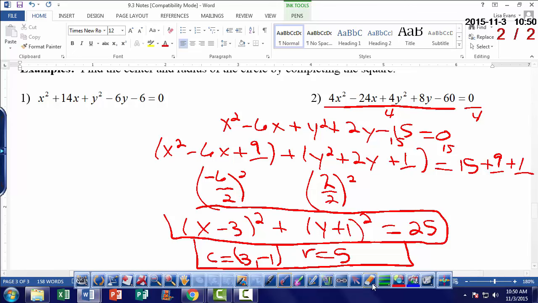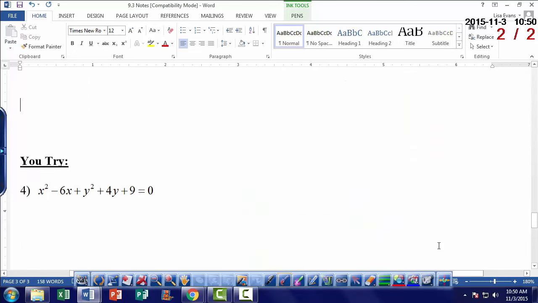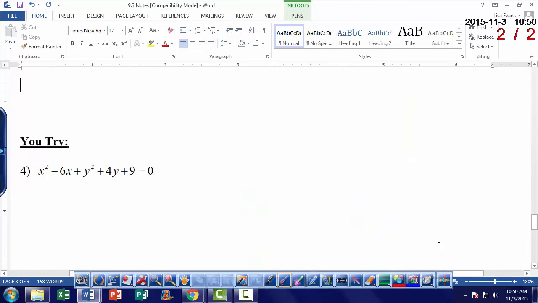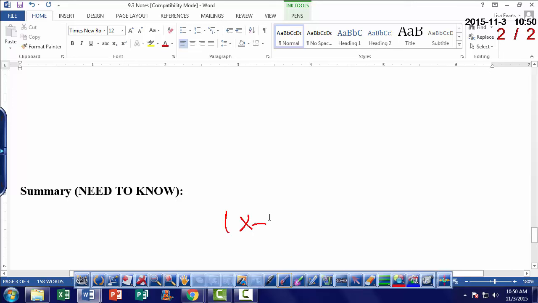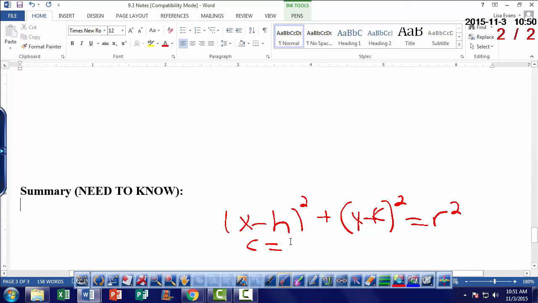Okay, now before we end, you absolutely need to know the equation for the circle, which just to remind you is x minus h squared plus y minus k squared equals r squared, where the center is h, k, and the radius is r.